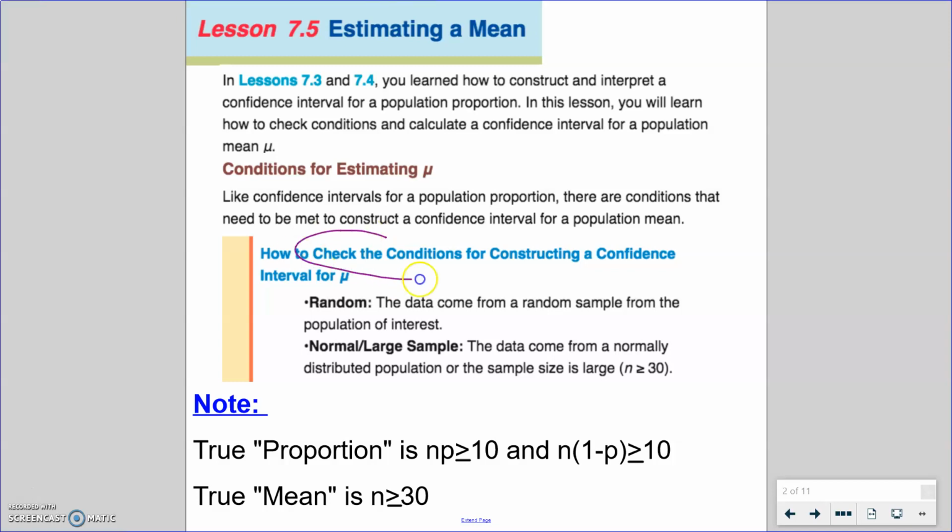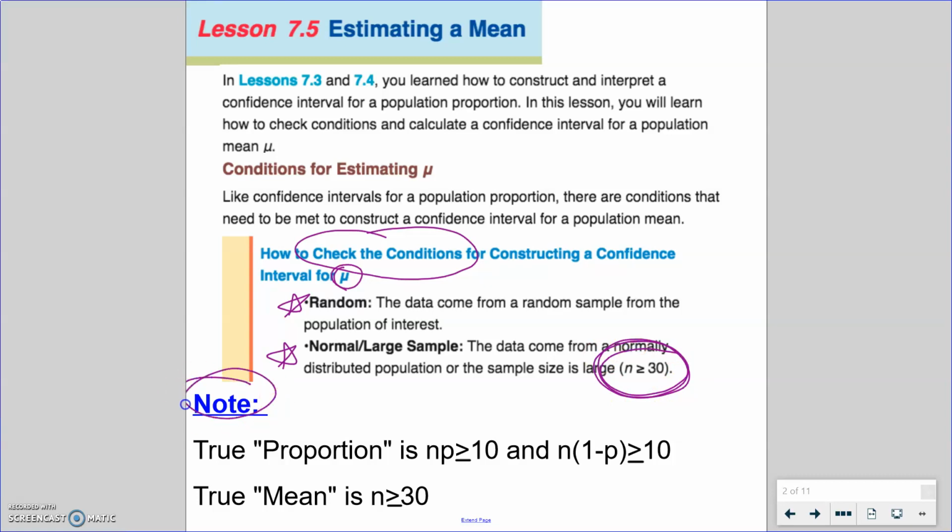We still have conditions for confidence intervals for mean. So when we're taking an x bar and we're trying to estimate the true mean of a population, we still have random. That has not changed. The only thing that's different is we use that same kind of large counts rule where you say as long as the sample size is greater than or equal to 30, we're okay.